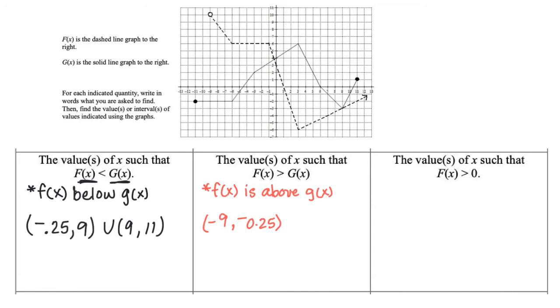And then our next one, the values of x such that f of x is greater than 0, or above the x-axis. So here, that notation there, we're talking about above the x-axis. So that's going to be from negative 9 to 1, and then from 15-ish on to infinity. Okay.